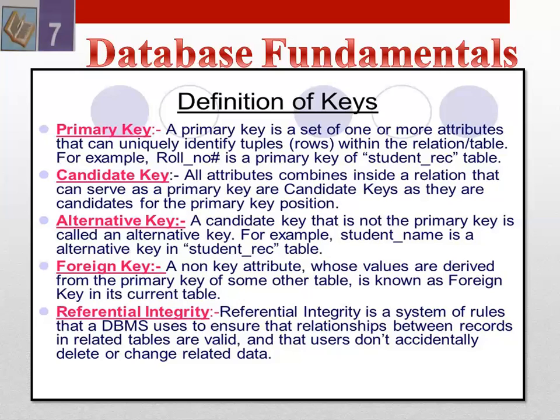Referential integrity is a system of rules that the DBMS uses to ensure that relationships between records in related tables are valid and that users don't accidentally delete or change related data. Referential integrity is a complete topic, inshallah. In the coming lectures, we will discuss the relationships with the ER diagram, the entity relationship diagram. We will discuss referential integrity there.